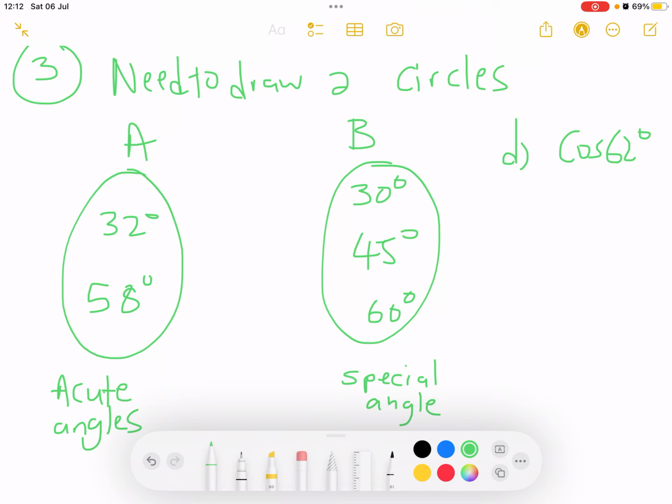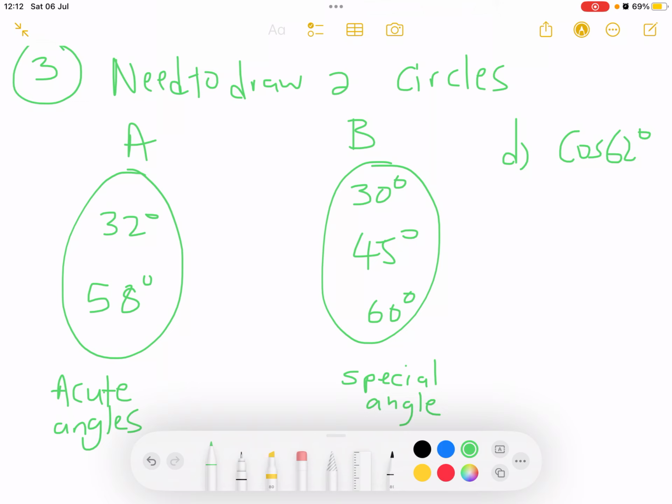by adding or subtracting from one circle and the other? If I add 32 and 30, I get 62, which means I can now write cos of 62 as cos of 30 plus 32 degrees, which is a compound angle from cos of A plus B, which gives us cos A cos B minus sine A sine B.